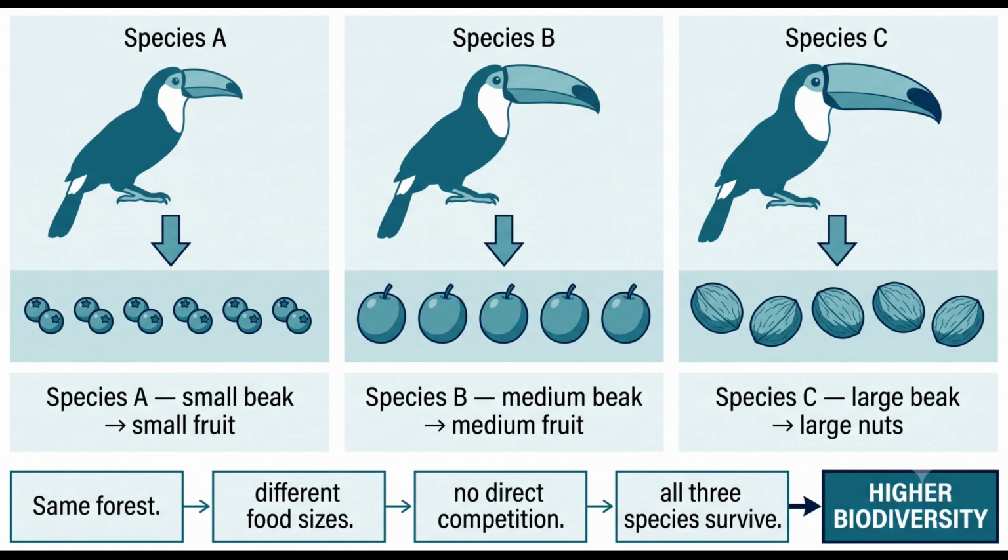Mechanism. Each species specializes in a slightly different food source, feeding height, or feeding time. Because no two species occupy exactly the same niche, they do not compete directly for the exact same resource, and more species can coexist. The classic example, 3 toucan species in the same forest, each with a beak of a different size, feeding on fruits of different sizes. Same forest, same trees, zero food competition between the 3 species.